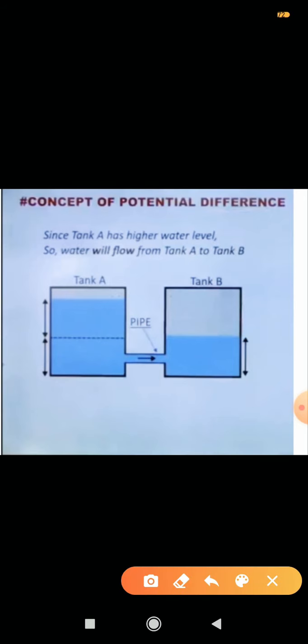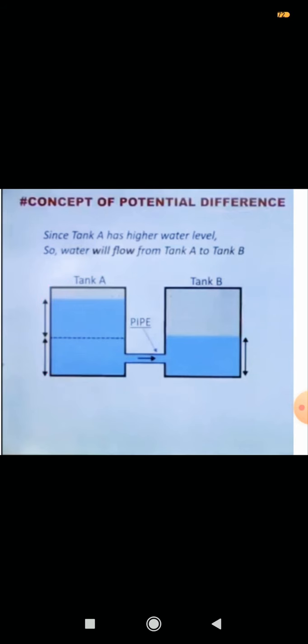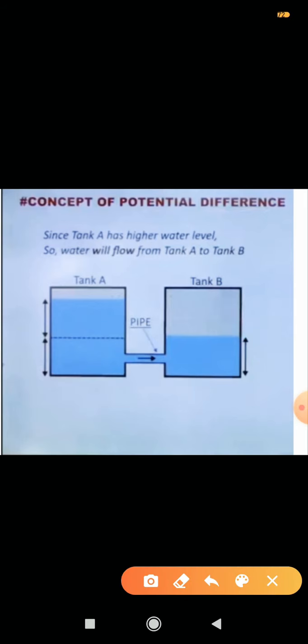I am giving an example of two tanks which are filled with water. By this example, we can understand the potential difference. Since tank A has a higher water level, water will flow from tank A to tank B. Here the water level is high and here the water level is low, so all the water flows from tank A to tank B.